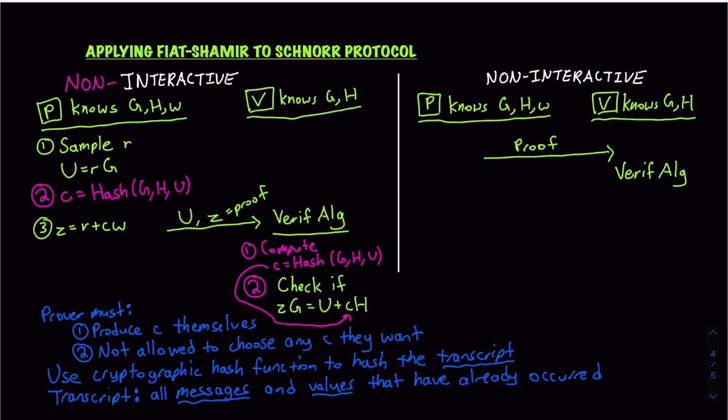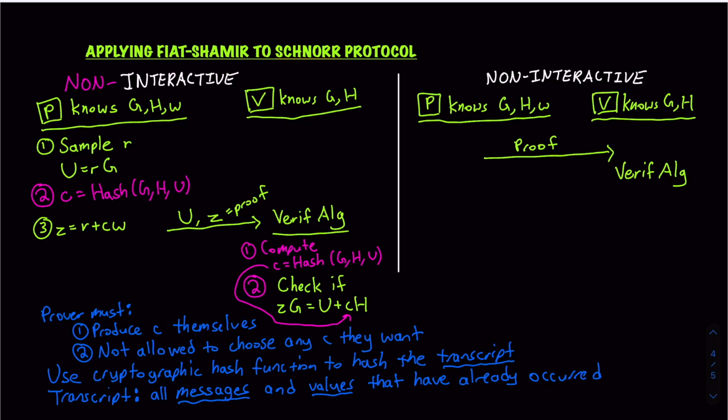In a nutshell, what we've done is replace the verifier sampling a random value with the prover computing that value as the hash of the transcript. The verifier simply checks that the prover did this correctly by recomputing that hash themselves before checking the Schnorr equation. This is exactly how the Fiat-Shamir transform turns an interactive Schnorr proof into a non-interactive Schnorr proof. Now, a quick recap of the interactive Schnorr protocol. There are 3 messages passed, first from the prover to the verifier, then from the verifier back to the prover, and finally from the prover to the verifier again.